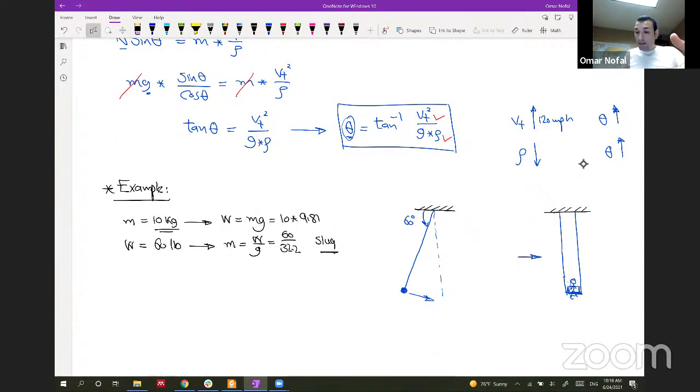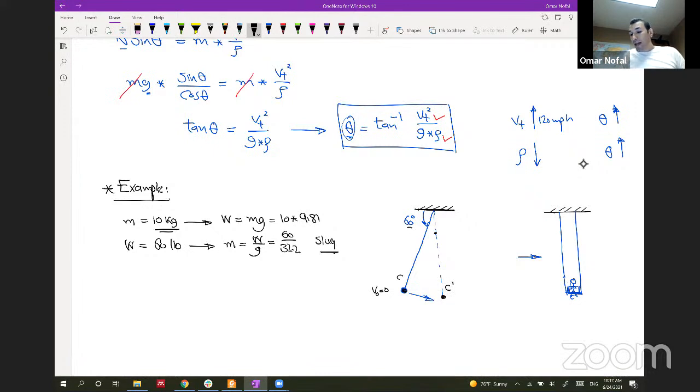So let's see what is required: 60 degrees below the horizontal, and the swing started at rest. So we know it starts here at V naught equal to 0. Find the final speed and the tension in each rod when it gets to this location. So when it moves from 60 degrees to 90 degrees at this location. So here's C, and here's C dash. Here's the first and the last position.